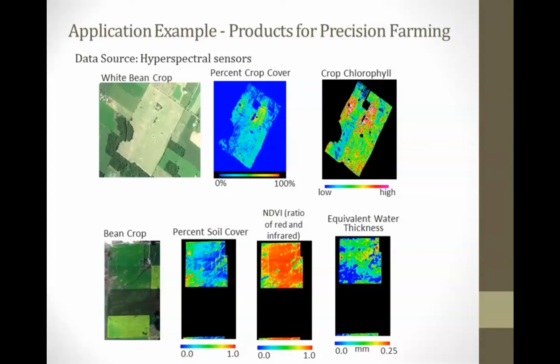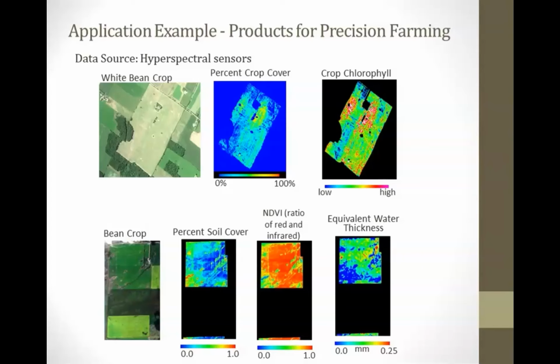rest of the field. We also use those absorption features I talked about to estimate how much chlorophyll is in the leaf of those soybean crops. And in this other field, the reverse, we're looking at, for each pixel in that field, what percentage of that pixel is covered with soil versus a crop. And again, you can see in this field that the growth of that soybean crop across the field varies a great deal.